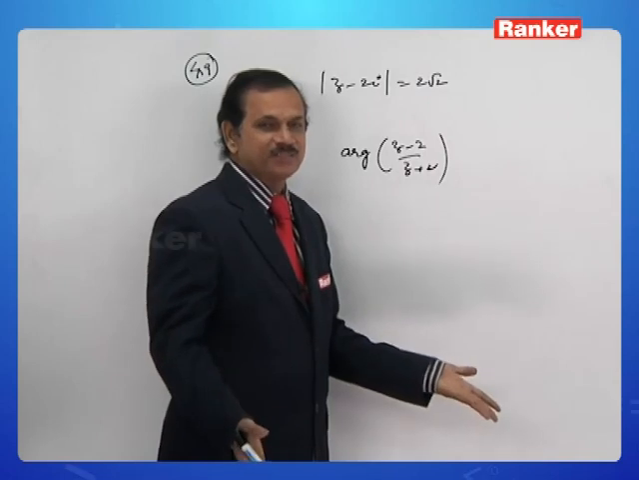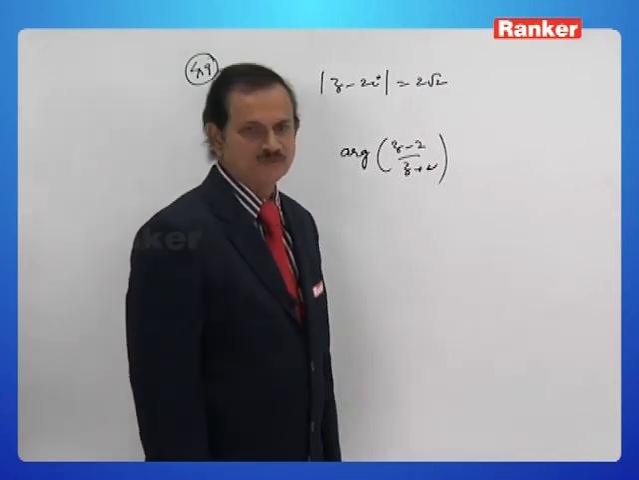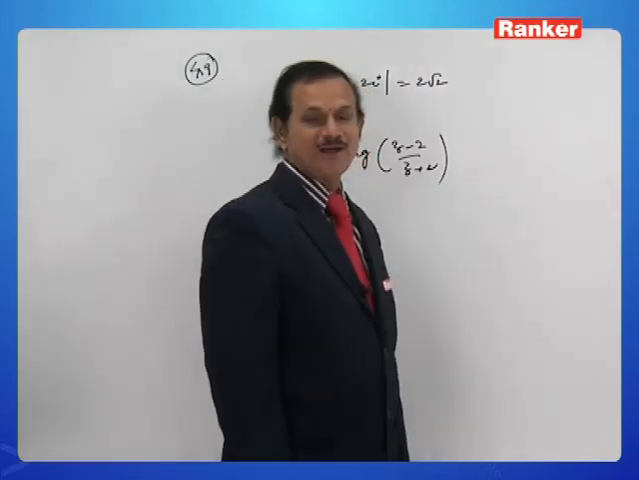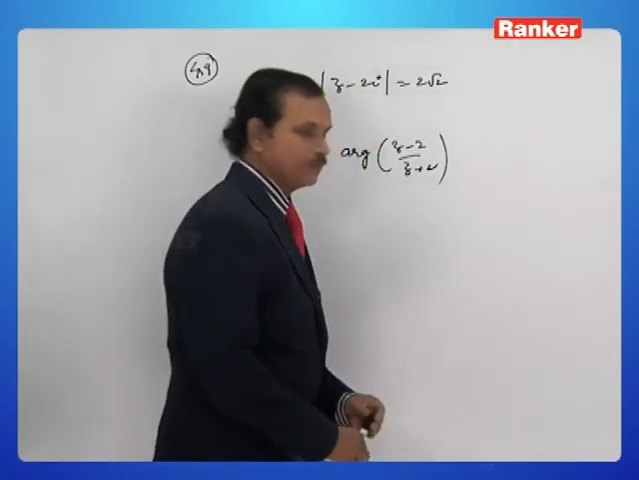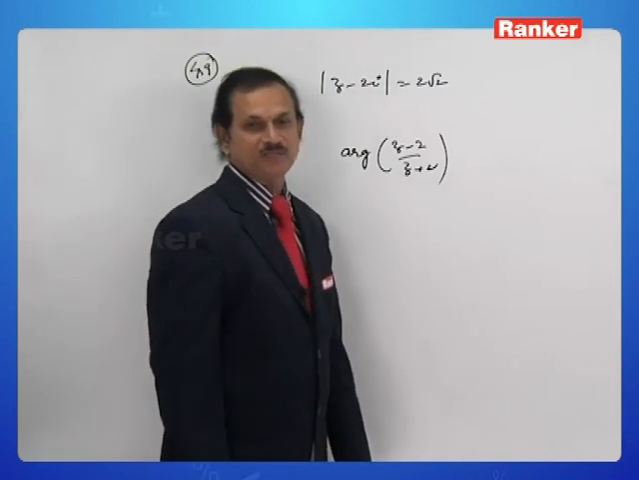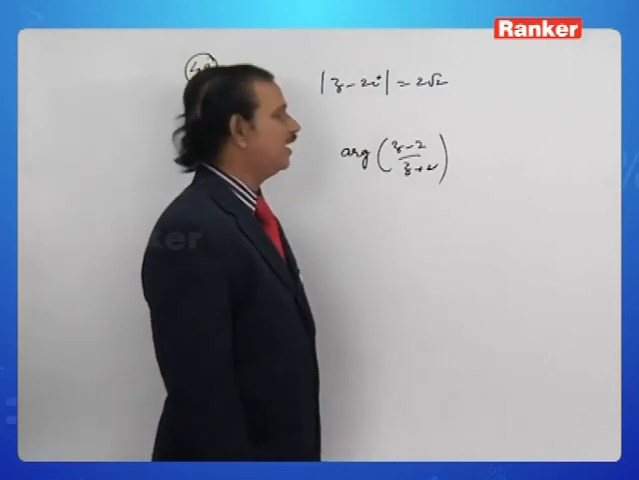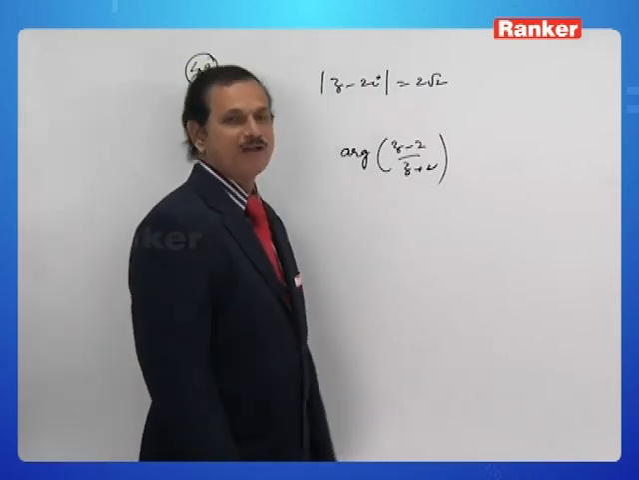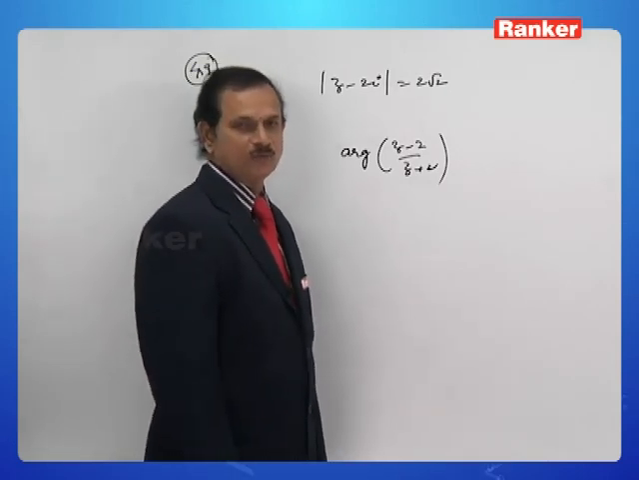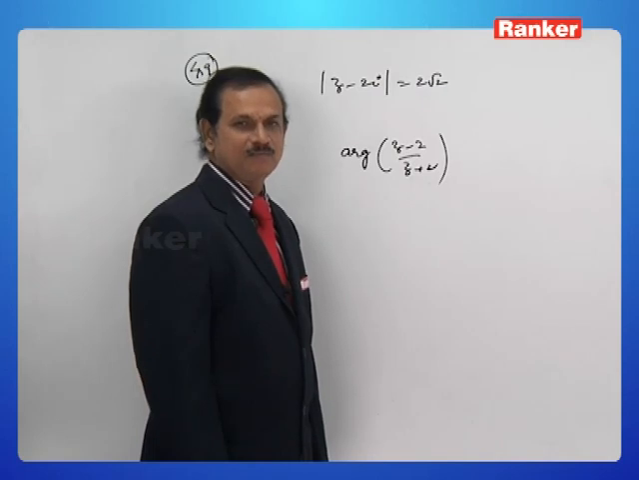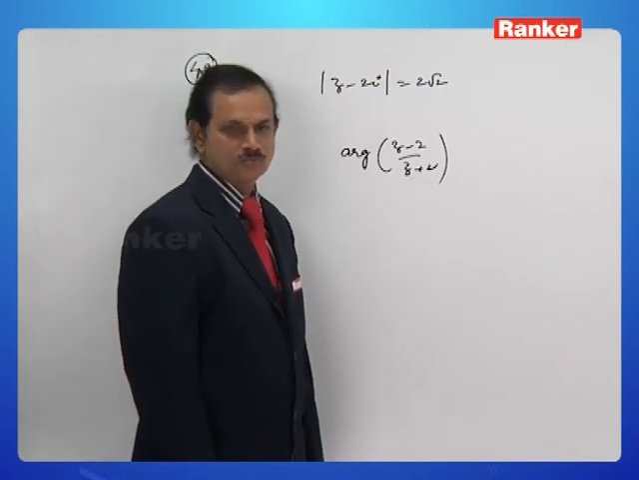How are they connected with the problem? Let us see first of all. What is the position of the point Z? It lies on the circle mod z minus 2i is equal to 2 root 2. If you take z as x plus iy, then mod z minus 2i is equal to 2 root 2. If you square on both the sides, you'll be having x square plus y minus 2 whole square is equal to 8. It is just nothing but the circle with center 0, 2 and radius 2 root 2, isn't it?